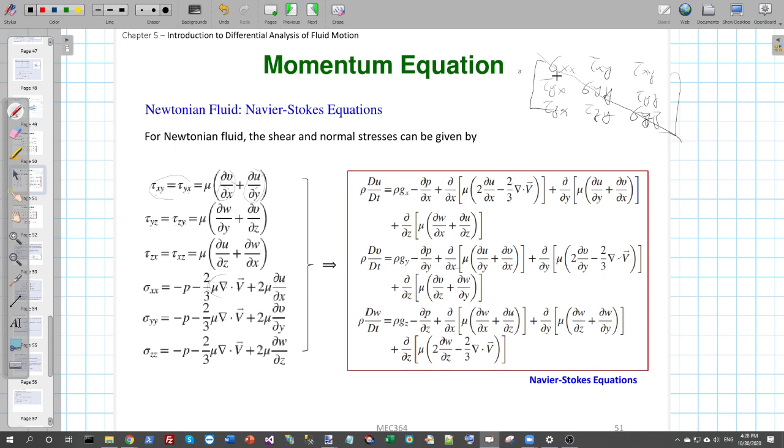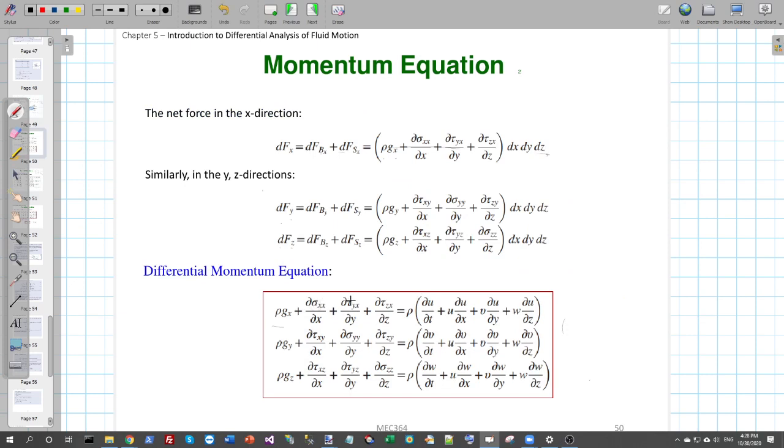We can usually write this stress in a tensor form, so we write sigma xx, sigma yy, and sigma zz as the diagonal terms, and tau xy, tau yx, tau xz, tau zx, tau yz, tau zy. By writing this tensor form, you can also see that each component is symmetric in this tensor. This one is the same as this one, this one is the same as this one, this one is the same as this one.